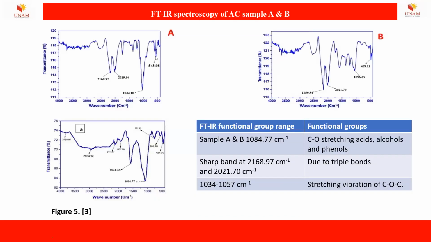Yeah, FTIR, infrared spectroscopic studies we have done for this sample, comparing with the standard samples. From the spectra, it is evident that samples A and B showed 1084.77, C-O stretching, that's for acids, alcohols and phenols, and a sharp band at 2168, which has shown due to the triple bonds, carbon triple bond. Then at 1034.57, it shows stretching vibrations of carbon, oxygen, and carbon.